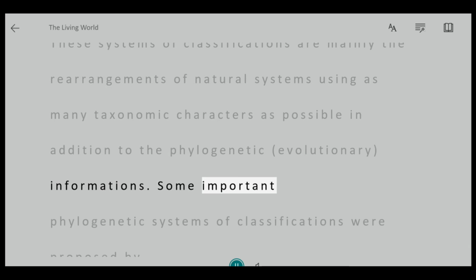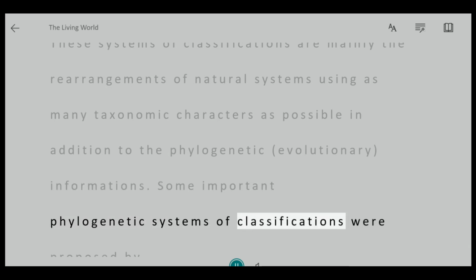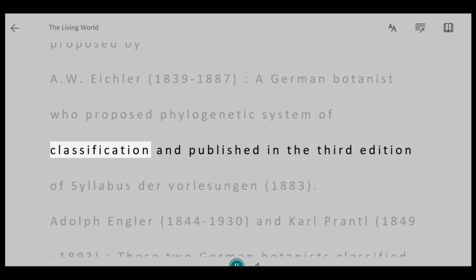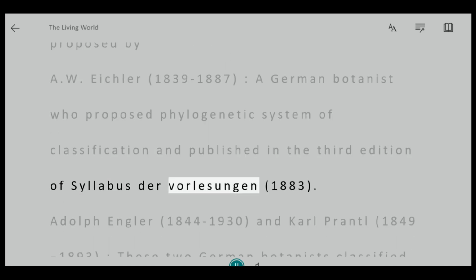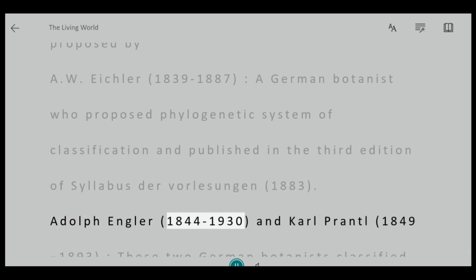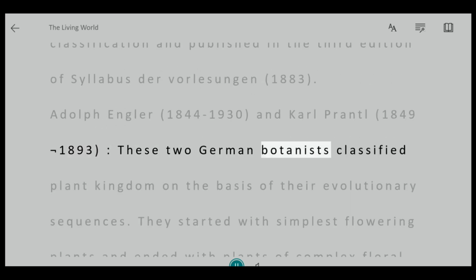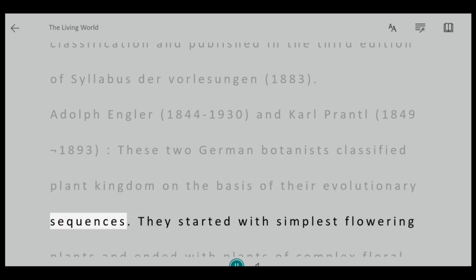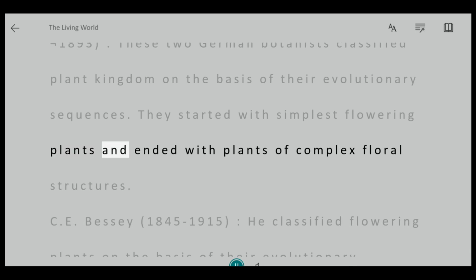Some important phylogenetic systems of classification were proposed by A. W. Eichler, 1839–1887, a German botanist who proposed a phylogenetic system of classification and published it in the 3rd edition of Syllabus der Vorlesungen, 1883. Adolf Engler, 1844–1930, and Karl Prantl, 1849–1893, these two German botanists classified the plant kingdom on the basis of their evolutionary sequences. They started with the simplest flowering plants and ended with plants of complex floral structures.